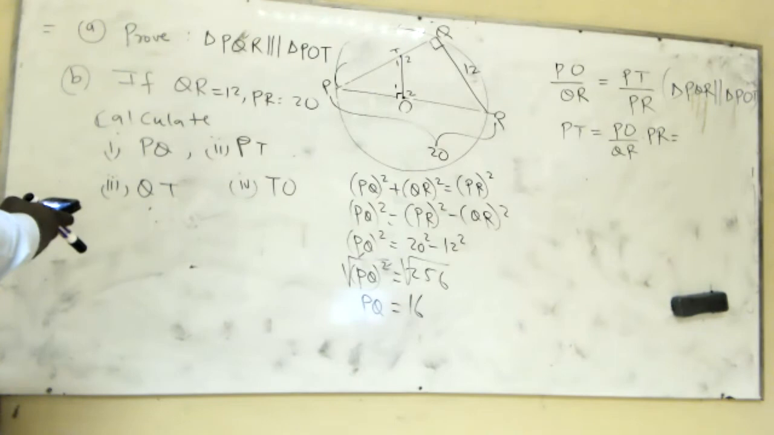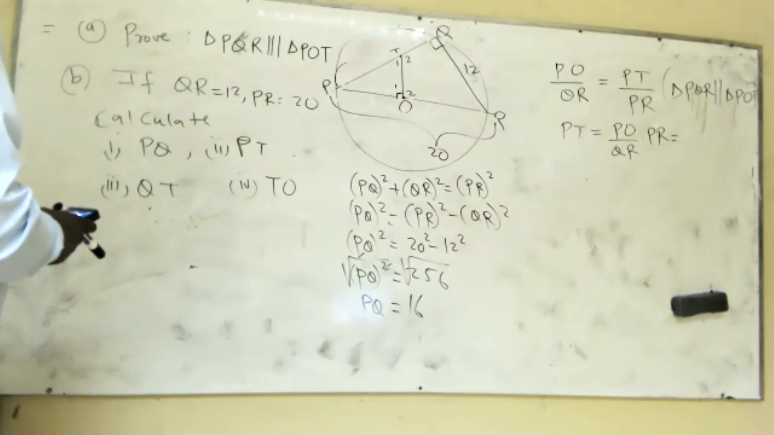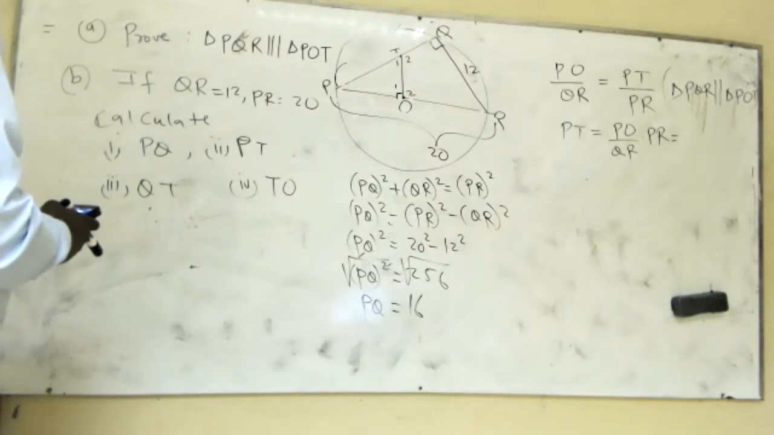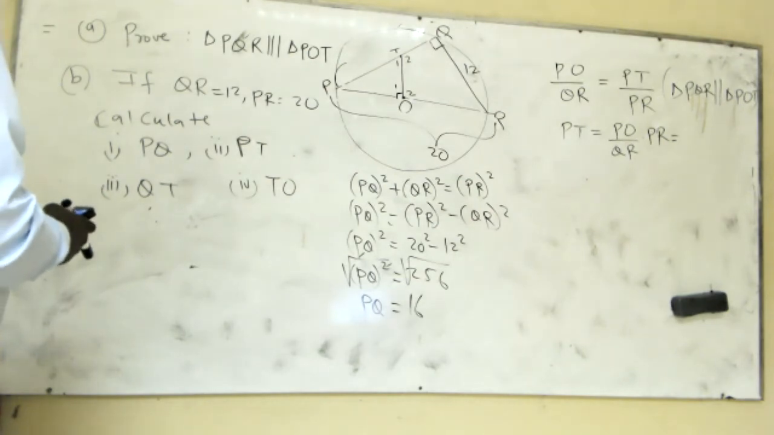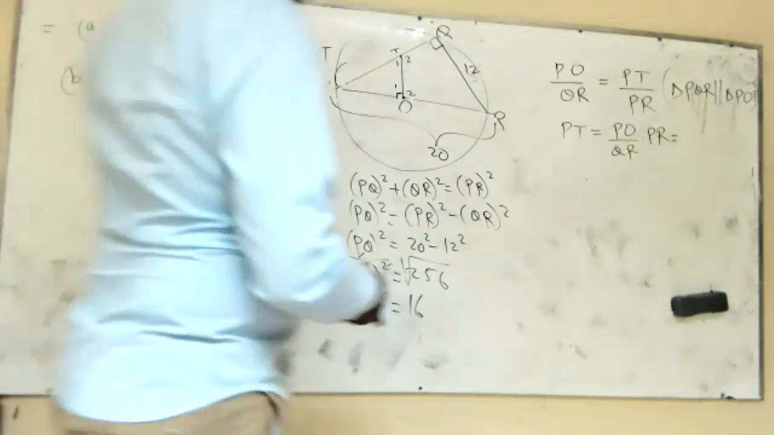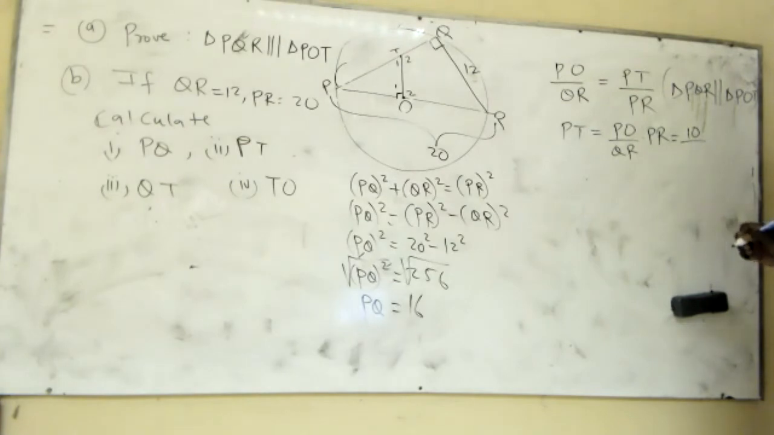How did you get to 10? That is correct, but I want to find out how it will be 10. 20 divided by 2. Okay, very true, because we have a radius there. There's a relationship between radius and the diameter. So therefore, here we're going to have 10 divided by QR, which is given as 10, and then PR, we also calculated PR and we obtained 16.